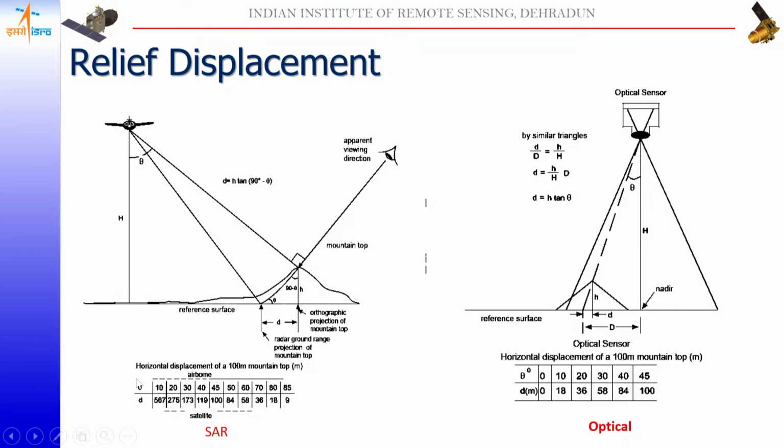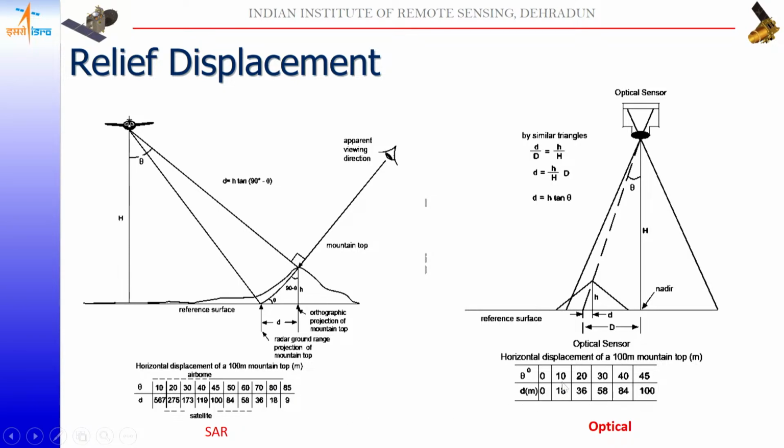So you can see if the angle is varying from 10 to 85, even at a 10-degree look angle we are getting 567-meter displacement for a 100-meter mountain. This relief displacement is more in the near range, and as we go toward the far range the layover effect, or relief displacement, is lesser.